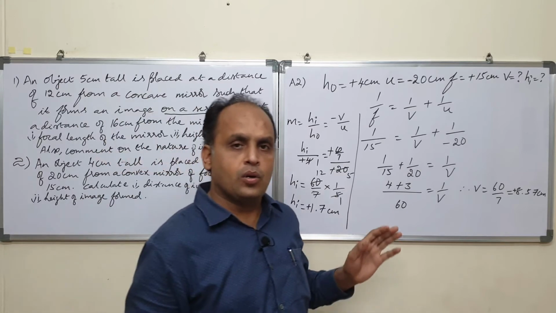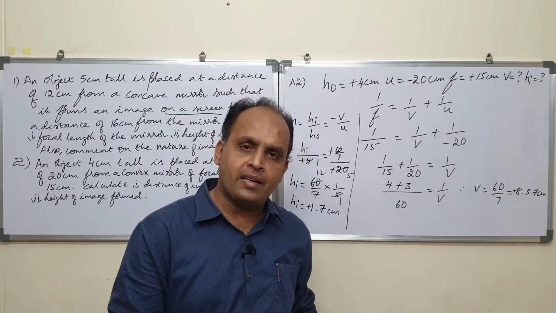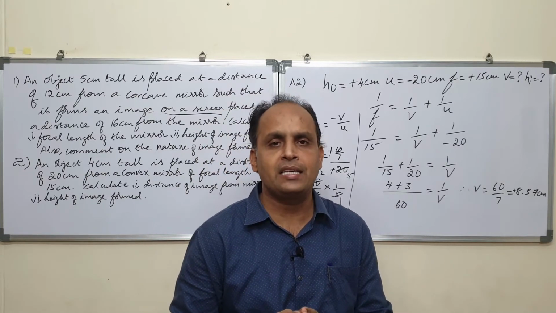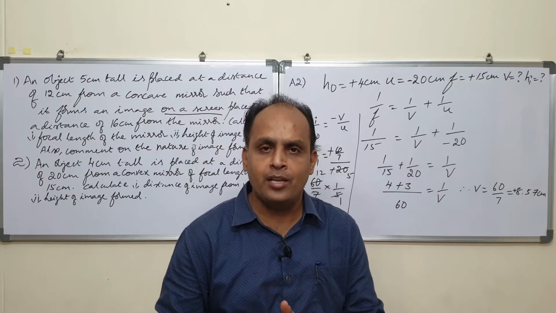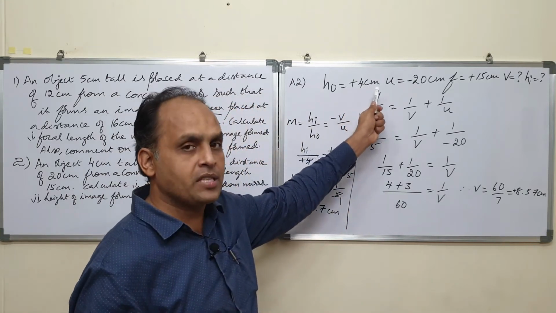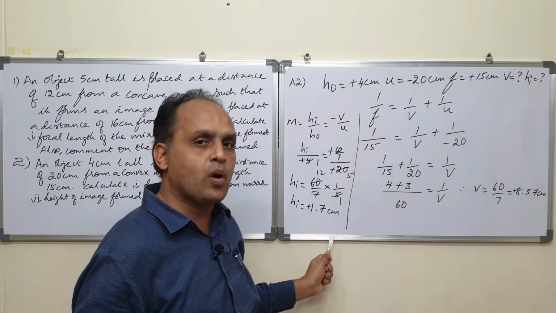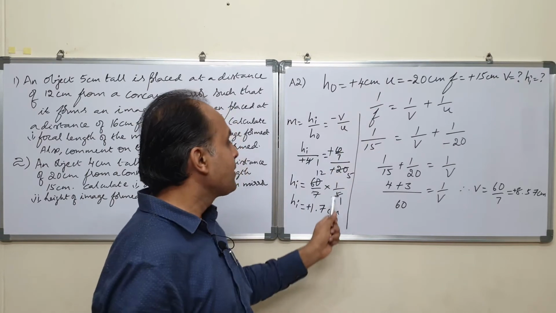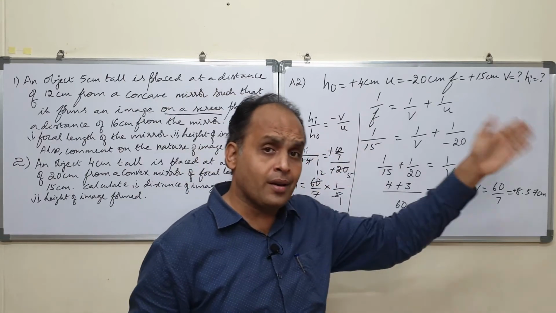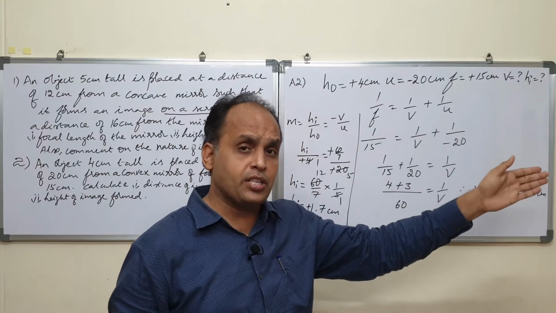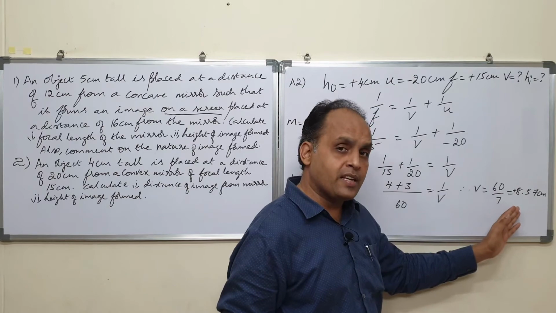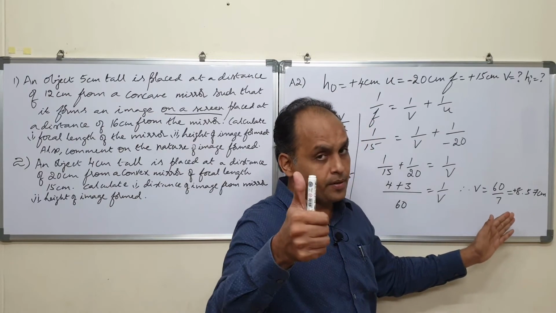So we can also check whether what we have done is correct or wrong. In case of convex mirror, we know that the height of the image is always smaller than the height of the object. Height of the object is given as 4 centimeters and we got height of the image as 1.7 centimeters. So it's correct. And also we know that the image is formed on the right for convex mirror. So image distance should be positive, which is plus 8.57 centimeters. So we are perfect.